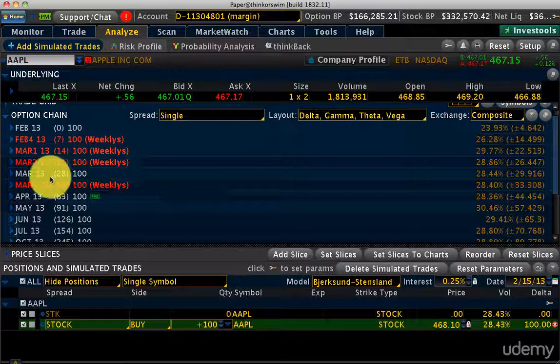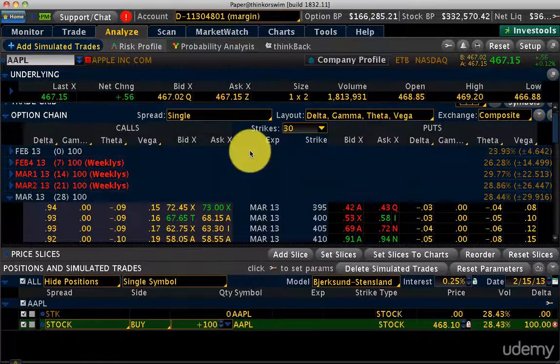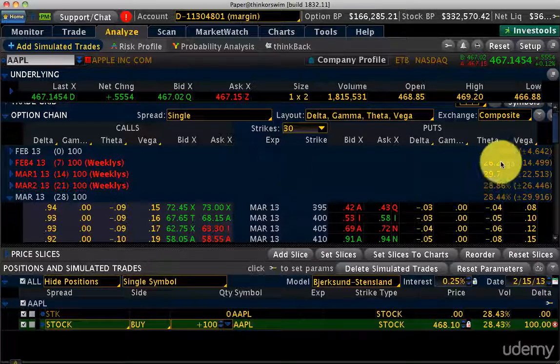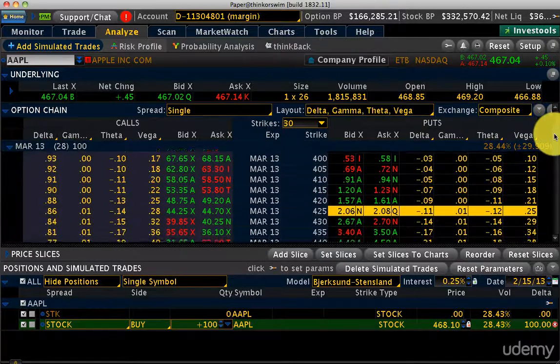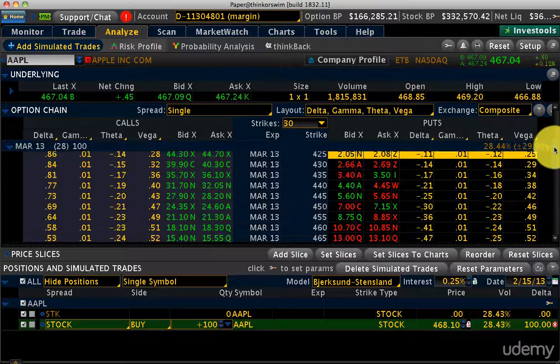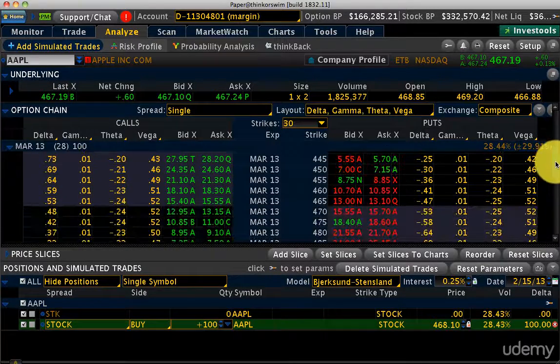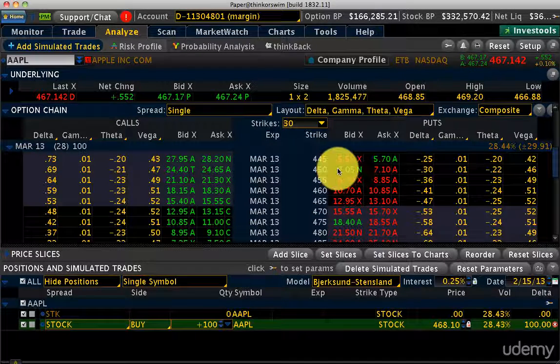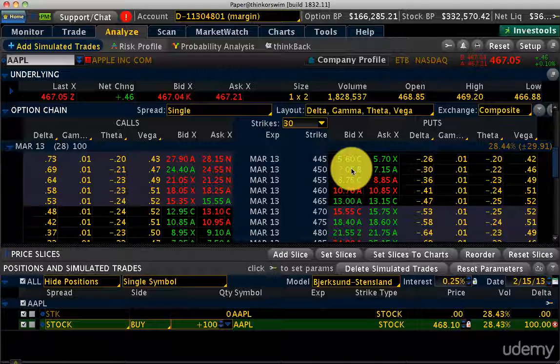Let's say you're just concerned for the next 30 days, okay? So you would come to the March series and you would look at the price where you bought Apple. So today it's trading at 467. And let's say you bought it at 450. So you're concerned about Apple going below 450 and you would like to protect yourself.